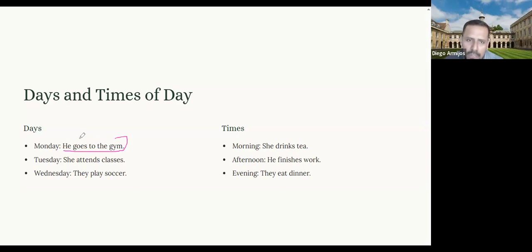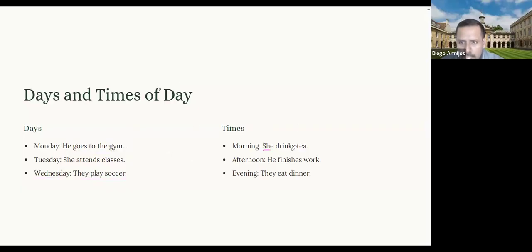He goes to the gym. Dice que el lunes él va al gimnasio. On Tuesday, she attends classes. Ella atiende o va a las clases, atiende las clases, se presenta a las clases, whatever. Wednesday, they play soccer. Ellos juegan fútbol o soccer.